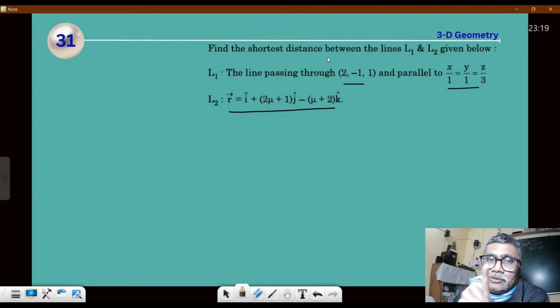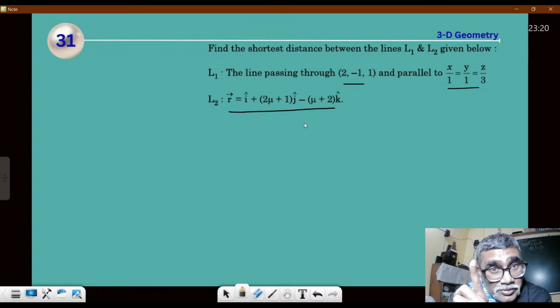Now, have you noted how important this question is? The paper setter wants to test you with this simple question, more or less the maximum concepts you gain in 3D. First, do you know the form of a line? Secondly, do you know how to get the standard form? Do you know how to find the shortest distance between these lines? This is very, very important.